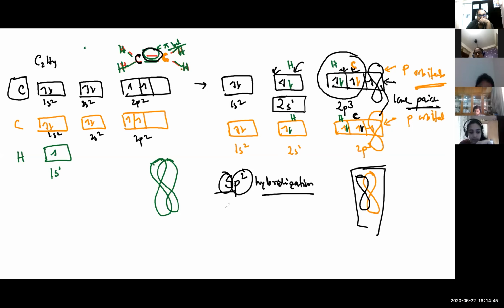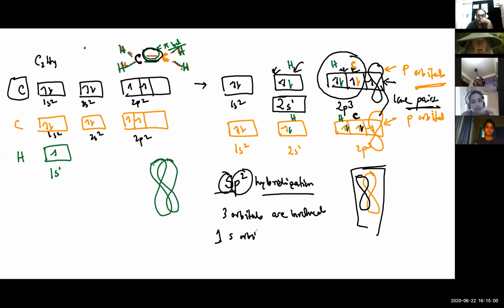3 orbitals are involved. So out of 3 orbitals, how many s orbitals are involved? 1 s orbital and 2 p orbitals. So out of 3, 1/3 is s, 2/3 is p.